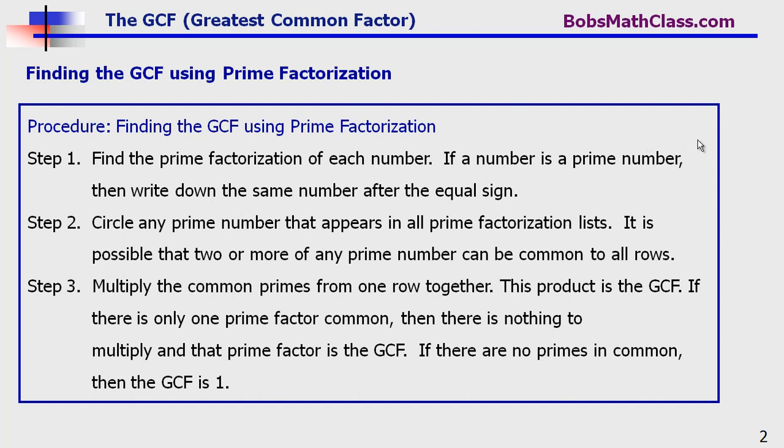And then we're going to multiply the common primes from one row together. This product is called the GCF. If there's only one prime factor common, then there's nothing to multiply, and that prime factor is the GCF. If there are no primes in common, then the GCF is 1. So if there's nothing common, then our answer is just going to be 1. Okay, you might want to pause, write down this procedure before we do another example.